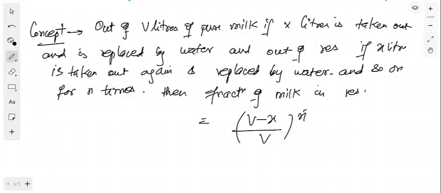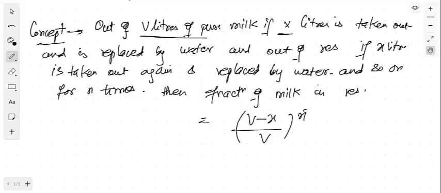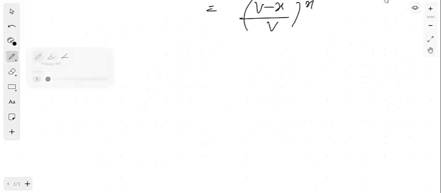where n is the number of times this process has been repeated, V is the initial liters of milk which is available initially, and X is the liters which have been taken out. So (V minus X) divided by V to the power n will be the answer for such a case.